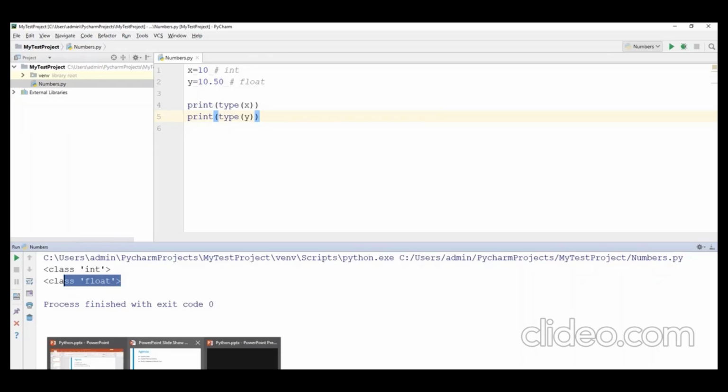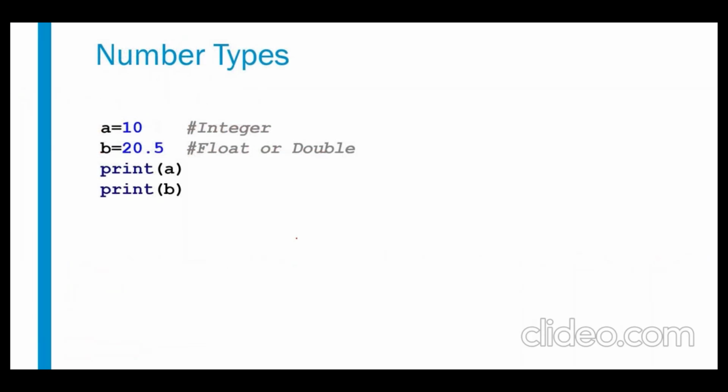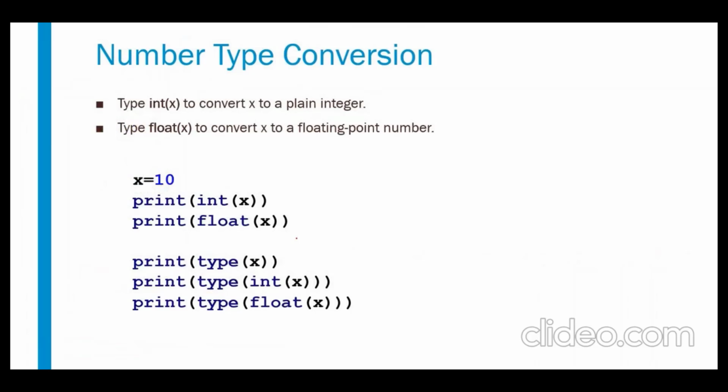Now we will see how we can convert these number types. Suppose we have int and float; how can we convert them? We have two functions: the int function and the float function. These two functions convert one type to another, let's say int to float and float to int. Now let us see how we can do that.